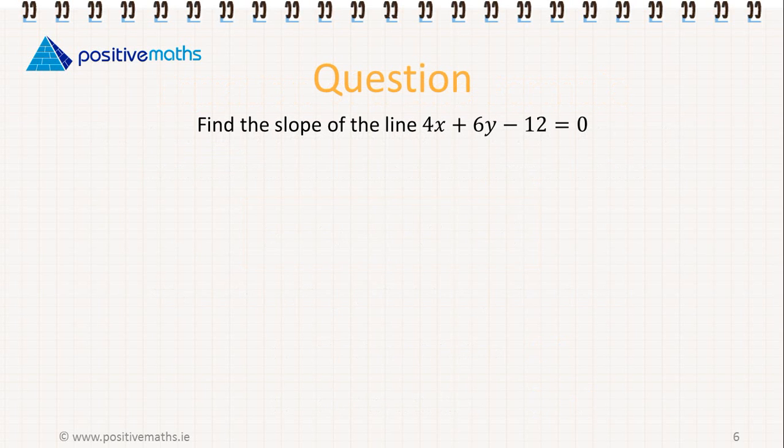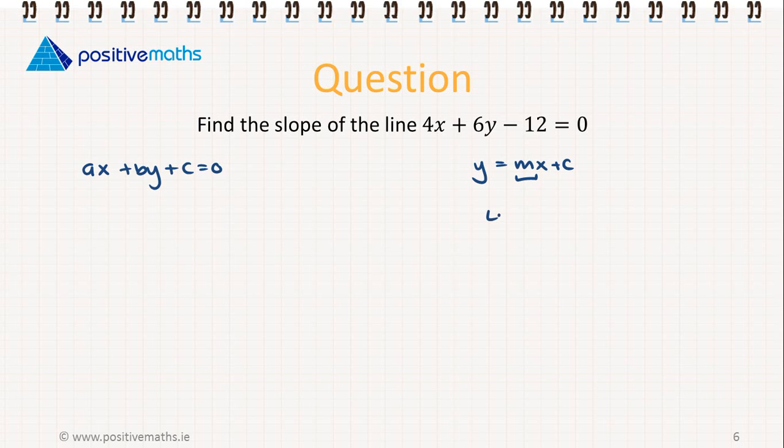We're briefly going to discuss how to find the slope when we're given the equation of a line. So we have 4x plus 6y minus 12 equals 0. This line is written in the form of ax plus by plus c equals 0. And we know to find the slope from the equation, we need it to be written as y equals mx plus c, and therefore the coefficient of x will give us our slope.